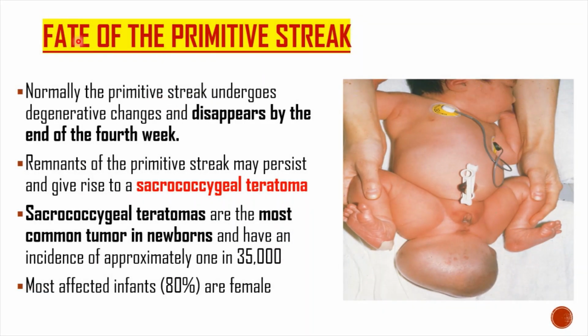Okay, now what is the fate of the primitive streak? So normally the primitive streak undergoes degenerative changes and disappears by the end of the 4th week. Now remnants of the primitive streak may persist. If it persists, it will give rise to a tumor that is called the sacrococcygeal teratoma. So know this, the primitive streak is supposed to degenerate by the 4th week. But if it doesn't degenerate, it gives rise to the sacrococcygeal teratoma.